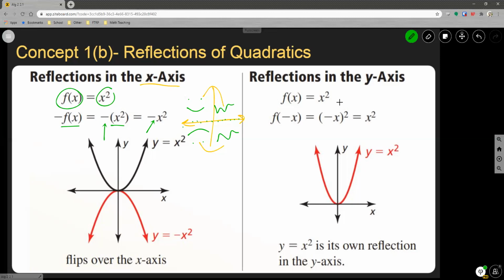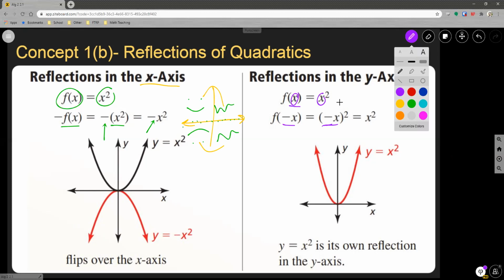Reflections in the y-axis work the same way as they did on absolute value functions as well, but I'm affecting the input only. So the x is my input. So that means I'm going to put a negative sign right in front of the x before I square it. And if I square a negative x, well, that just takes me right back to x squared, doesn't it? Negative times negative equals positive. X times x equals x squared. And in this case, the original function, which would be a black parabola, would be in the exact same location as the reflection over the y-axis.